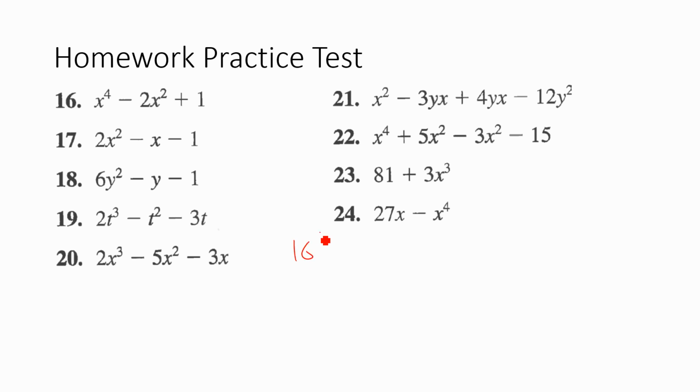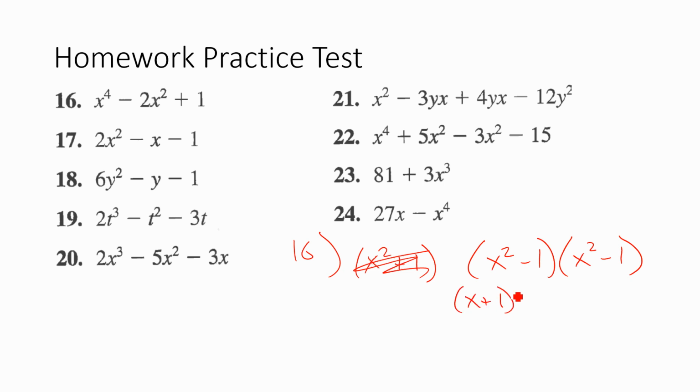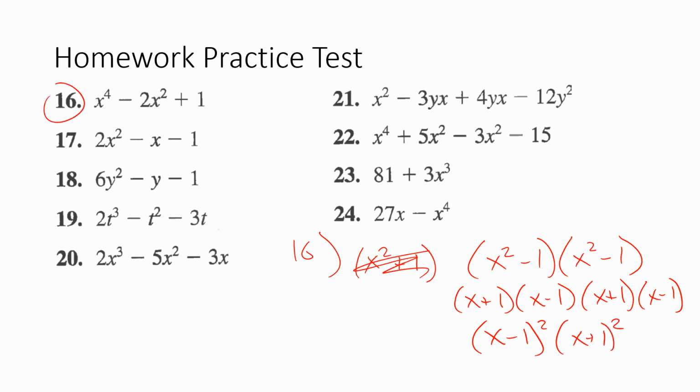16. On this one, what multiplies to 1 and adds to negative 2? This is a perfect square. This is going to be x squared plus 1. Apologize, x squared minus 1 times x squared minus 1. Both of those factor. This is x plus 1 and x minus 1. This is x plus 1 and x minus 1. So we have x minus 1 squared and x plus 1 squared for 16.